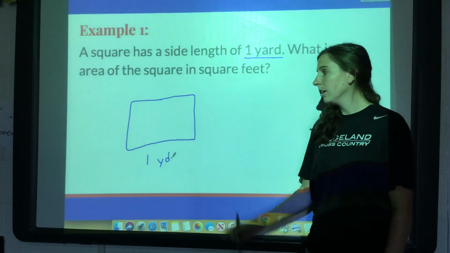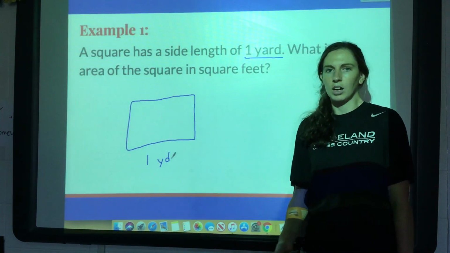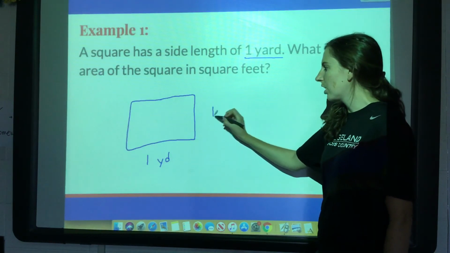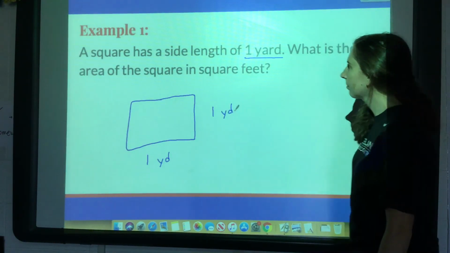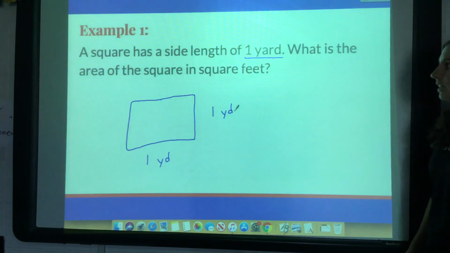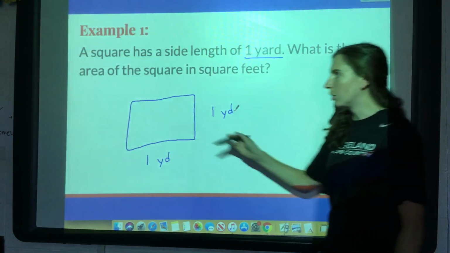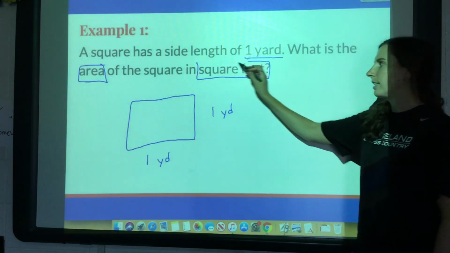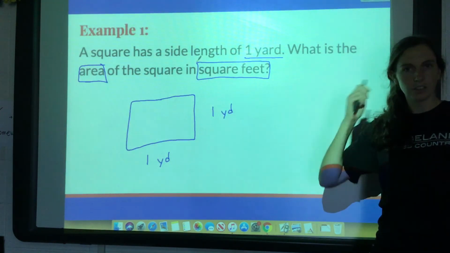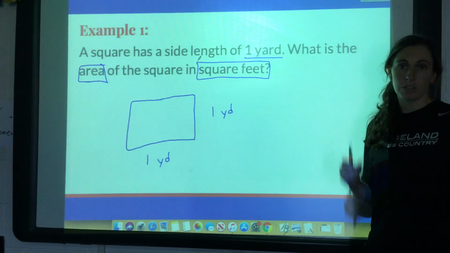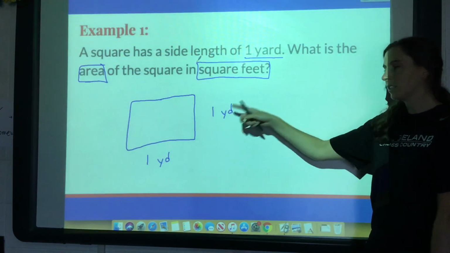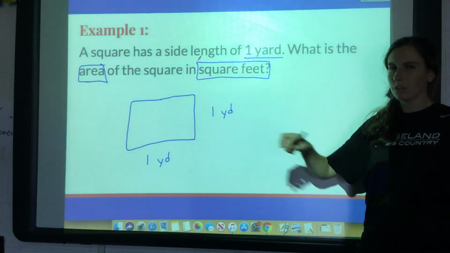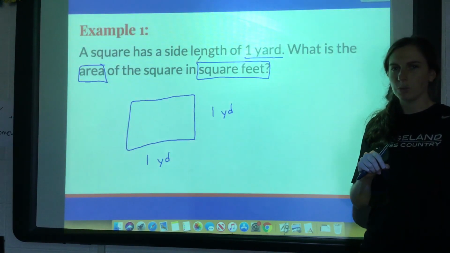Since it's a square, they'll all have a side length of 1 yard because they have all the same side measurements. So if that's a yard, this is a yard. I want to know the area of the square, but be careful. I'm finding the area, but in square feet. And this is in yards. So here's what you want to do. You want to convert these to feet first, then find the area, because if you don't, you're going to get a little tripped up, and I'll show you why.